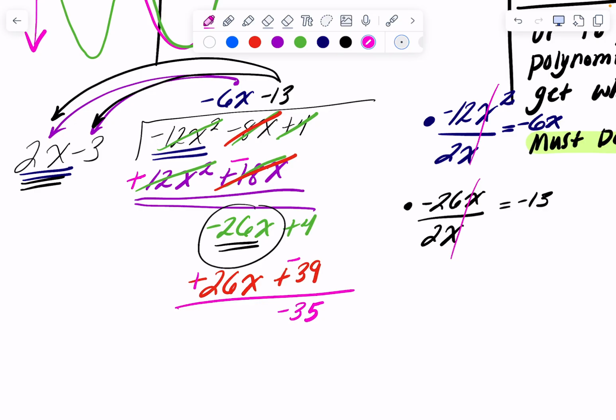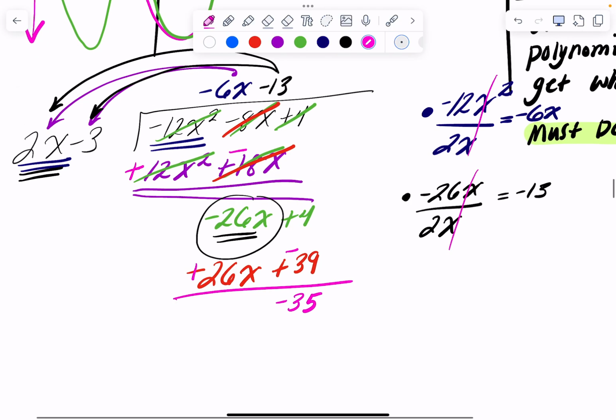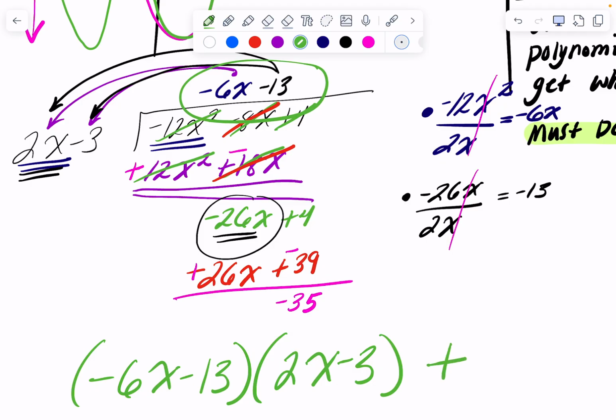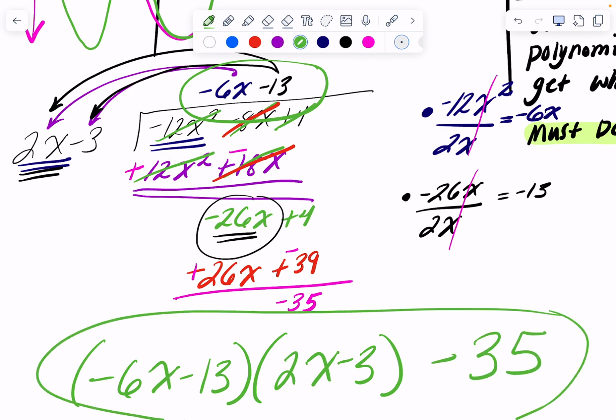So we know we write it like this. Let's put our quotient in. This is our quotient in parentheses. We're then timesing it by the divisor. Wasn't that 2x minus 3? And then we add our remainder. So plus negative 35. Or we could just write minus 35. That would be how they like the answer today.